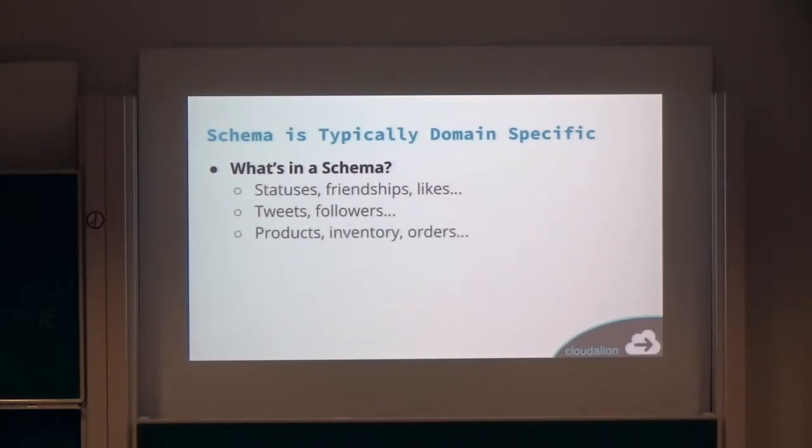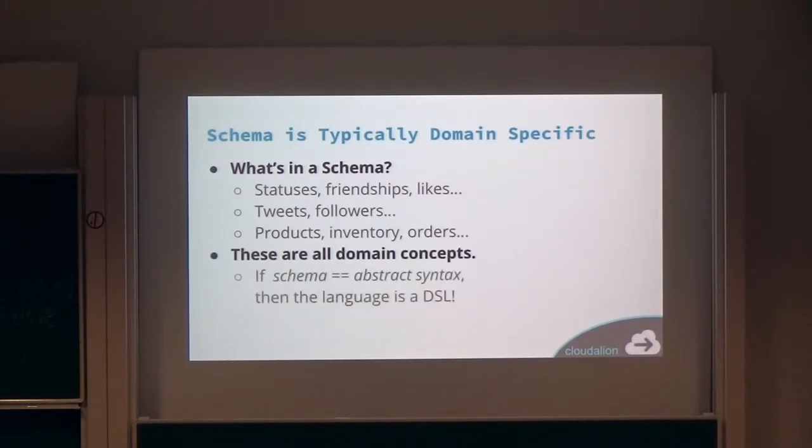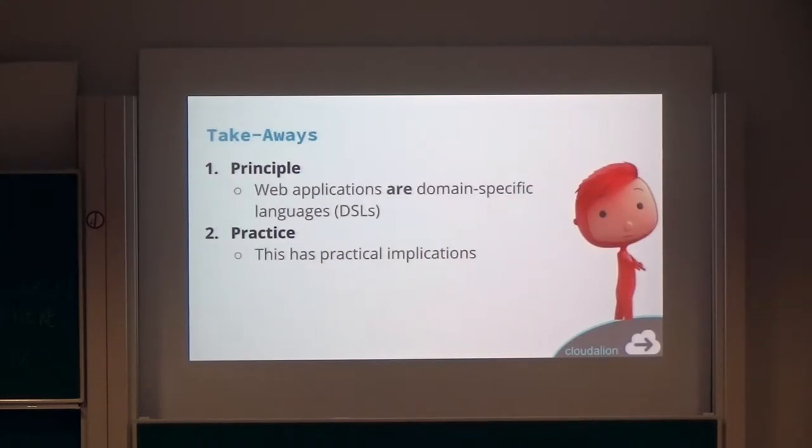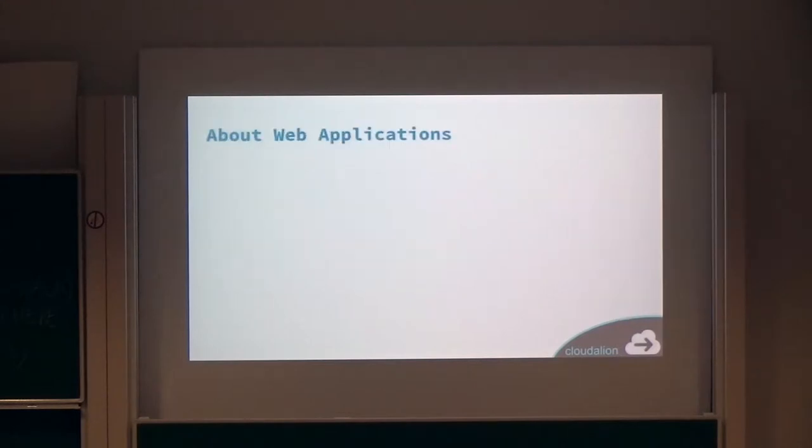If it's something like, I don't know, eBay, we'll have products, inventory, orders, buyers, sellers, this kind of stuff, which are all domain concepts. And if we agree that the database schema is actually an abstract syntax, that means that the language constructs that we have in those languages are domain specific, making the language a DSL. So I hope that at that point I kind of convinced you that web applications are DSLs. Now let's see what kind of practical implications this understanding can have.